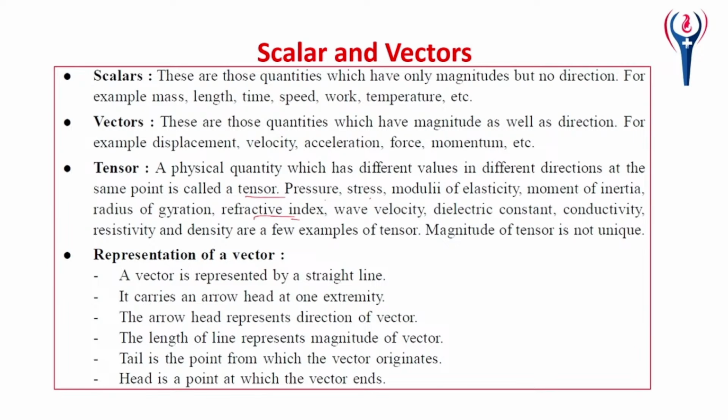Representation of vector. Vector is represented by a straight line like this. It carries an arrow head at one extremity. One side it will be arrow, and arrow side will be called head and other side will be tail. And the length of the line represents the magnitude of the vector, and tail is a point from which the vector originates. Head is a point at which the vector ends.